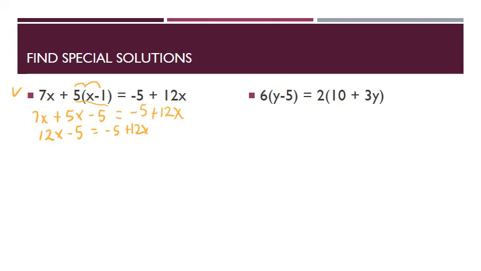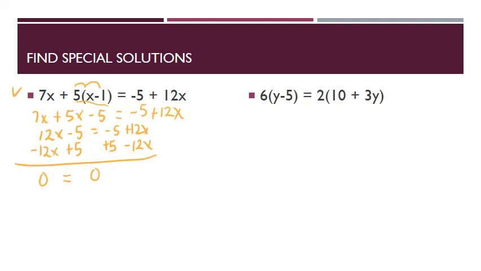And let's get our variables on the left-hand side, our constants on the right. And so I'm going to then subtract 12x from both sides. And I'm going to add 5 to both sides. And let's see what we get. Well, 12x minus 12x, that gives me 0. And negative 5 plus 5 is also 0. Well, 0 and 0 is 0. What about on the right-hand side? Negative 5 plus 5, well, that's also 0. And 12x minus 12x is 0. And so I've got a statement here, 0 equals 0.